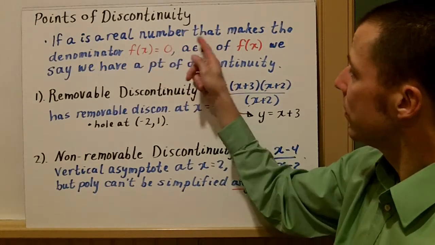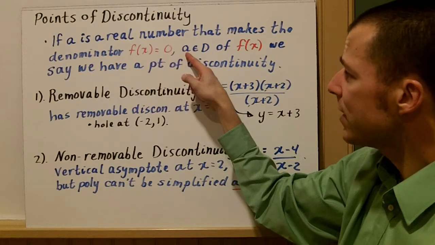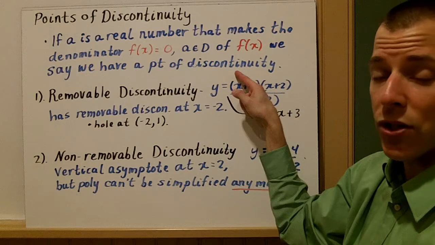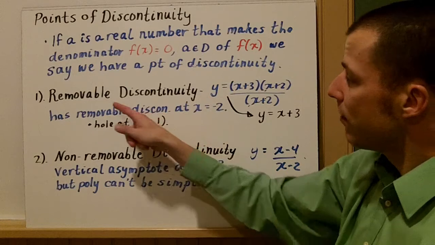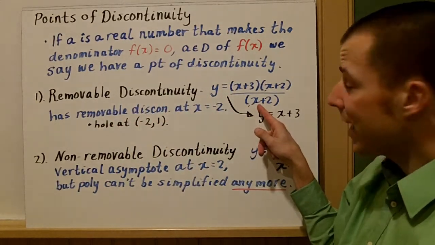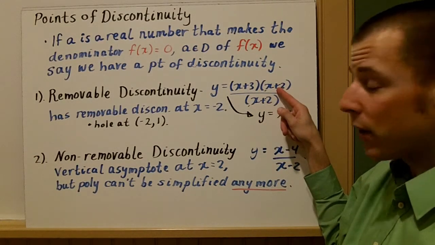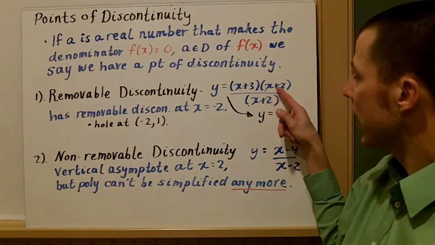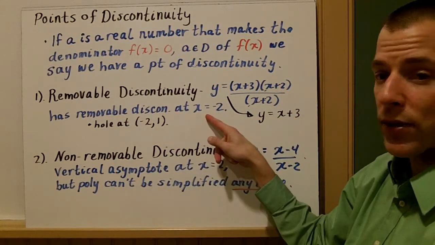So if A is a real number that makes the denominator 0, and A is in the domain of f of x, we say that we have a point of discontinuity. Now in part 1 here, removable discontinuity, we see that if A is -2, we make the denominator 0. But notice we have the same factor in the numerator. Those can cancel out. So that's what we mean by removable. We can actually remove the 0. So this is removable discontinuity at x equals -2.